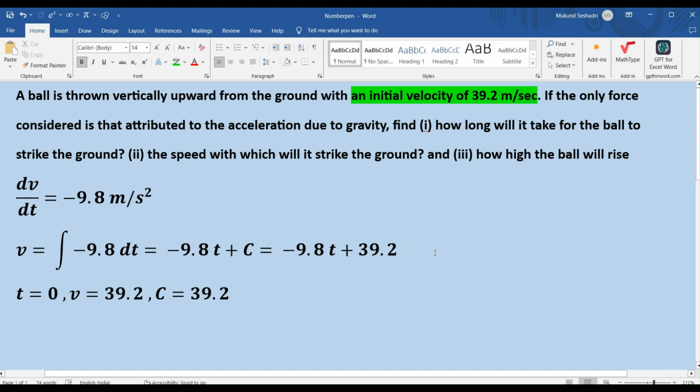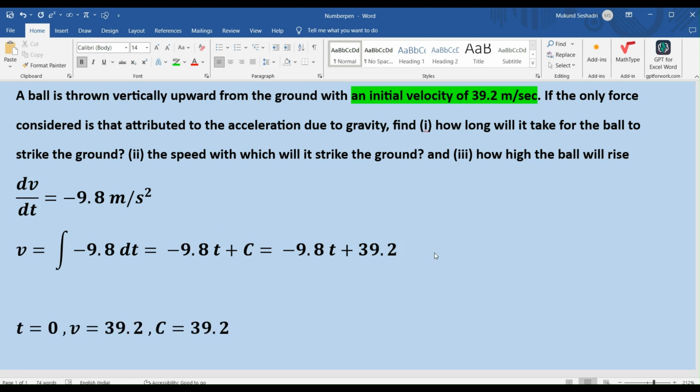I go to the next line. I know that my ball stops, right, at some point. So we have three questions, right? How long will it take for the ball to strike the ground?